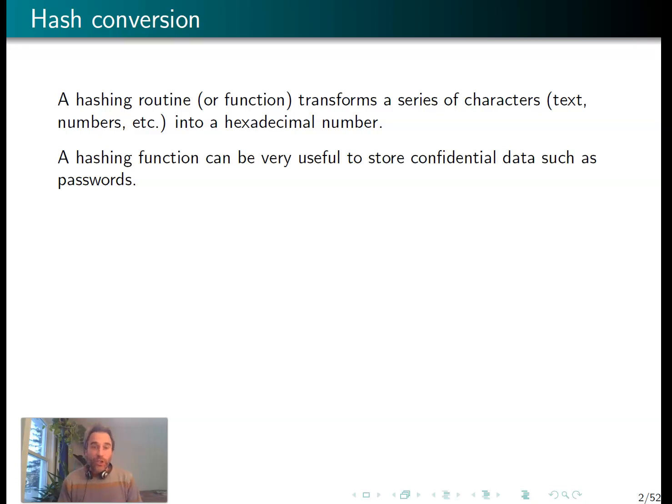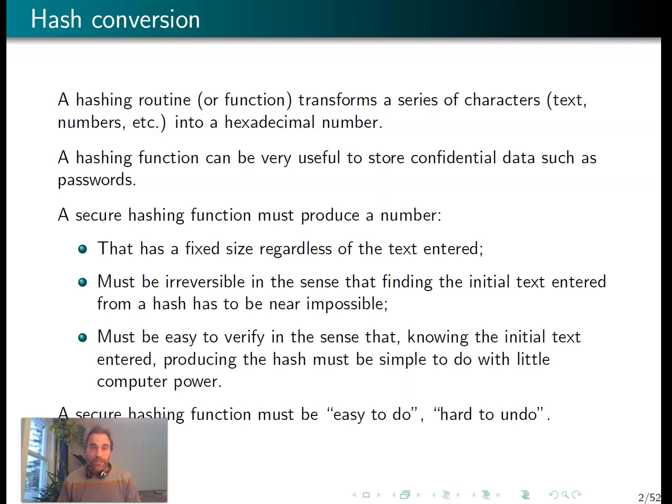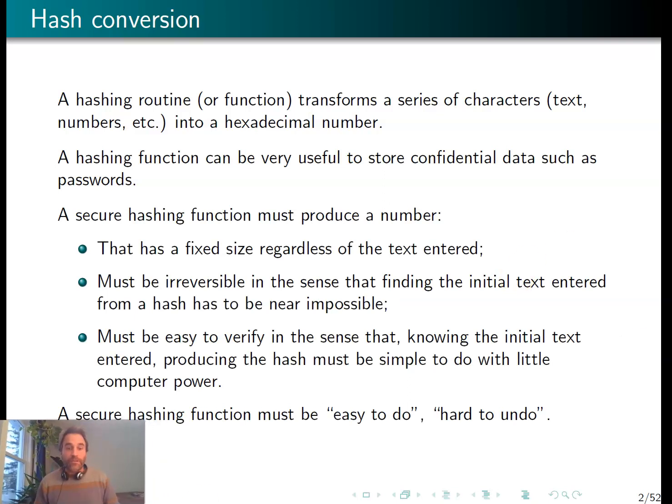A hashing function can be very useful to store confidential data such as passwords. In fact, it's very useful to store the knowledge, to detect someone's knowledge of a password, as we will see later. A secure hashing function has the following properties.